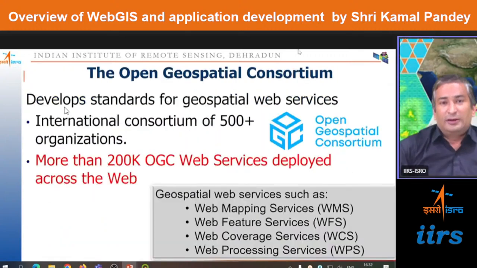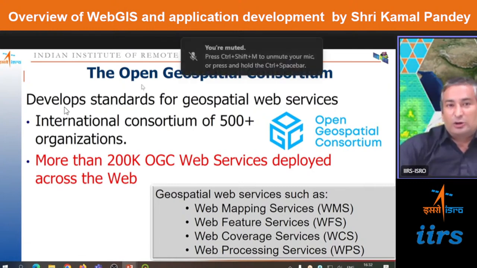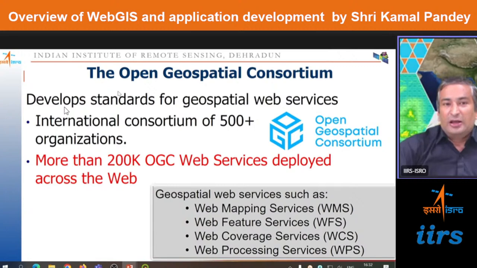Now there is one geospatial consortium I told you earlier also, that is known as OGC. This OGC develops standards for geospatial web services. It is an international consortium of more than 500 organizations.